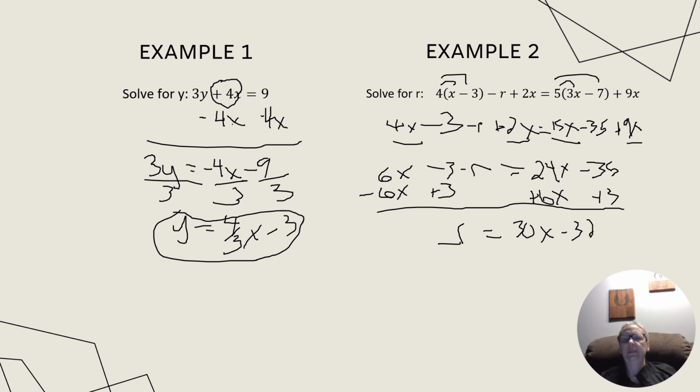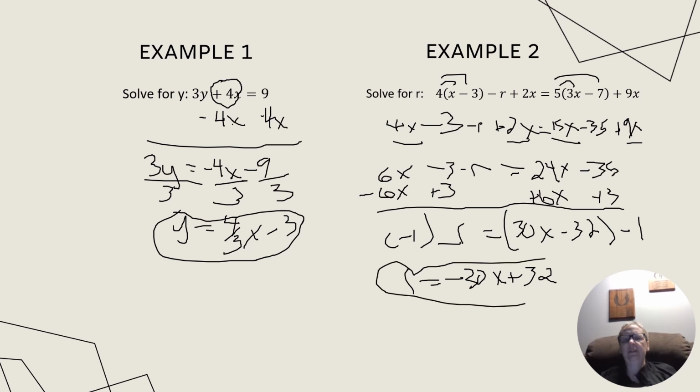32. Now I'm still not done because this is negative r. So to get rid of a negative r, I'm going to multiply everything by negative 1. So I get r equals negative 30x plus 32. Final answer. Unfortunately, with these, there's no real way of checking your work. So you just have to be very careful along the way because you can't go back and plug that back in. It's not going to make any sense. So there you go.